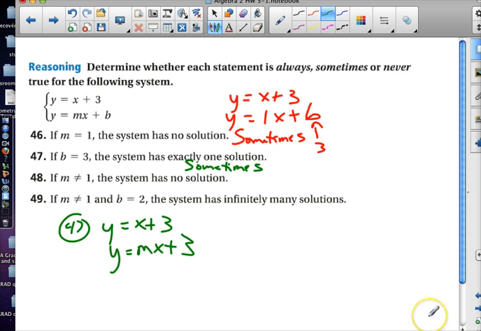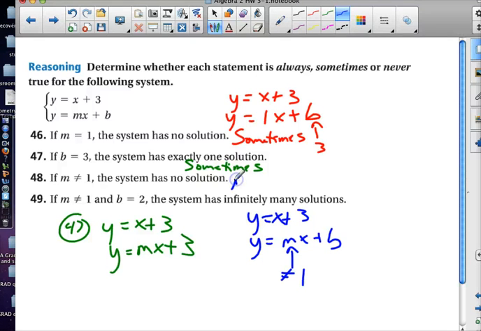And then 48 says, if m is not equal to 1, the system has no solution. So no matter what they're saying, that can't equal 1. Well, if that can't equal 1, there is absolutely no way that these lines are going to be parallel. And if they can't be parallel, they will never get no solution. So this is going to be a never. Can't happen with a slope of 1.